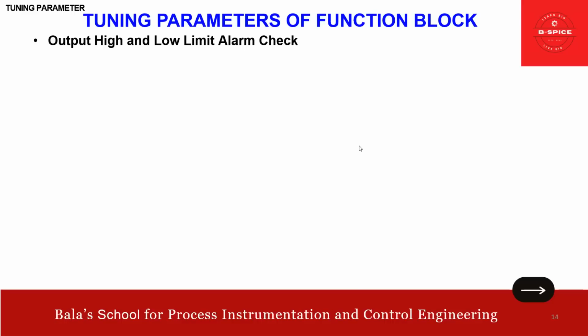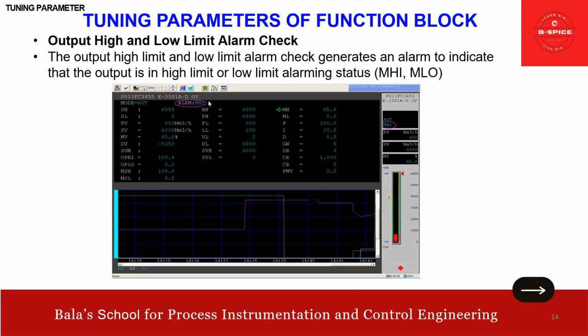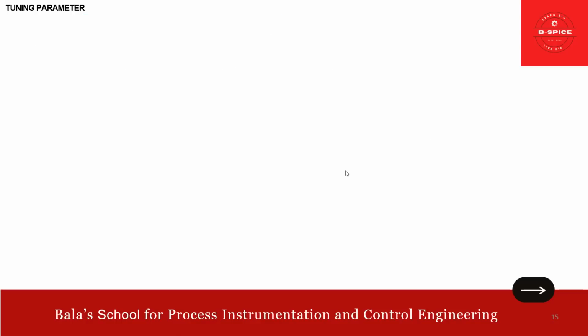Then output high and low limit alarm checker. The output high limit and low limit alarm check generates an alarm to indicate that output is high limit or low limit alarming status. That is MHI, MLO. You can see here the typical example, MHI. This is how it looks. If you simulate MLO, then you will have this value.